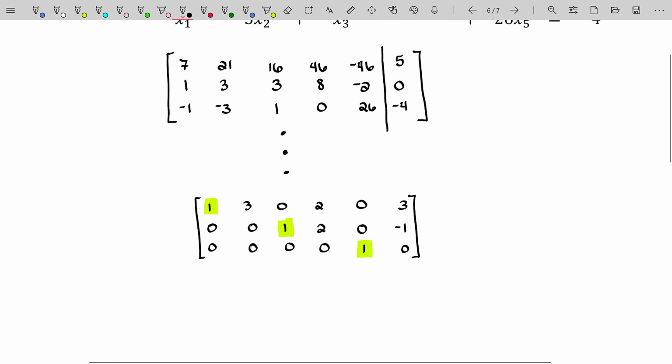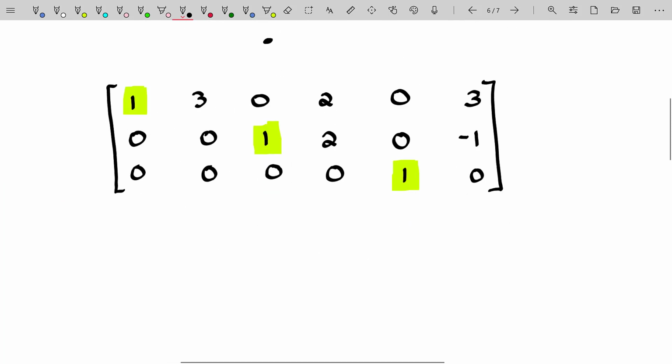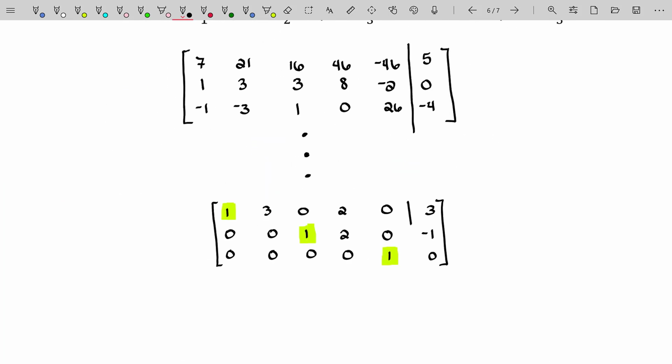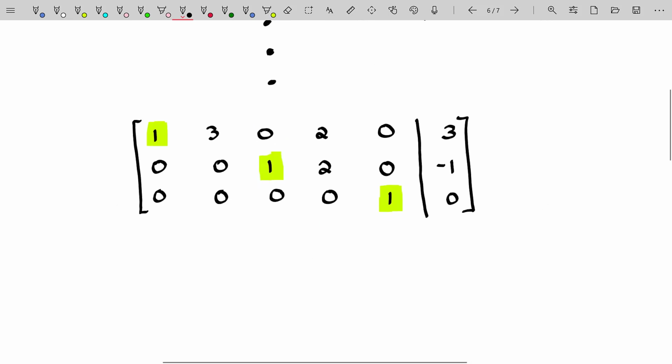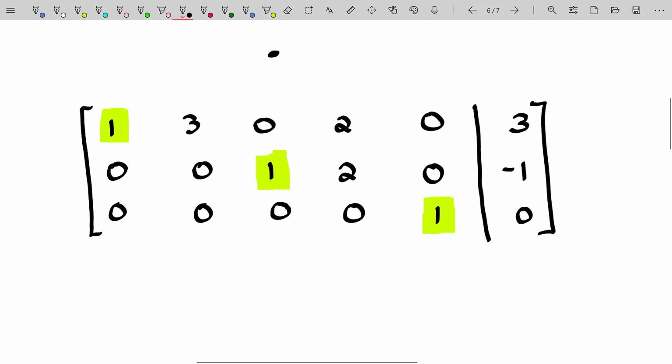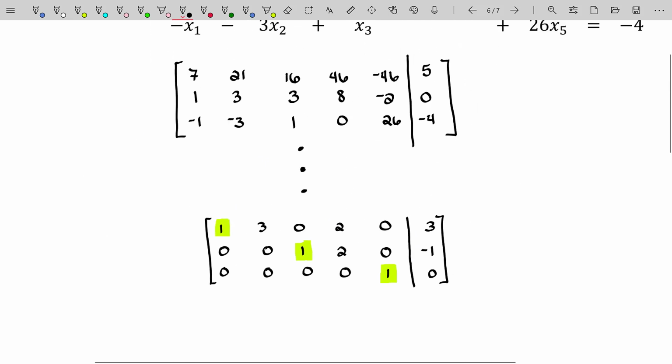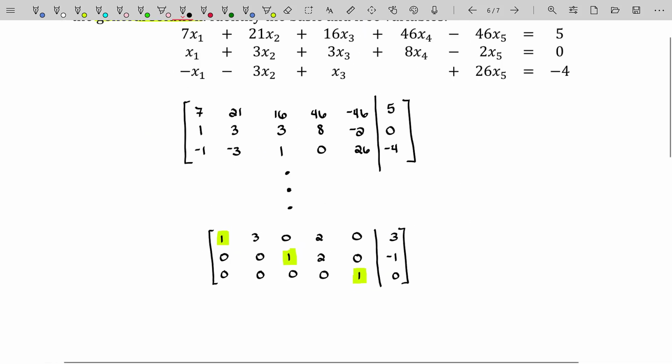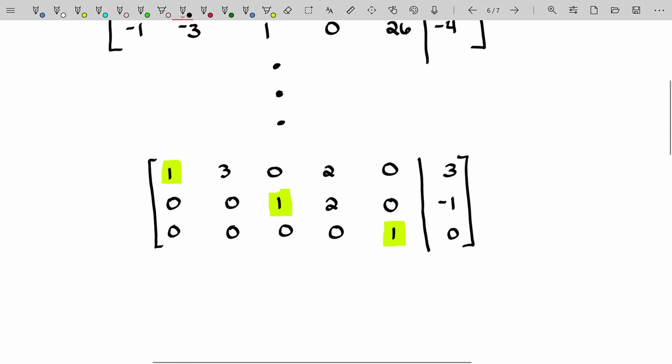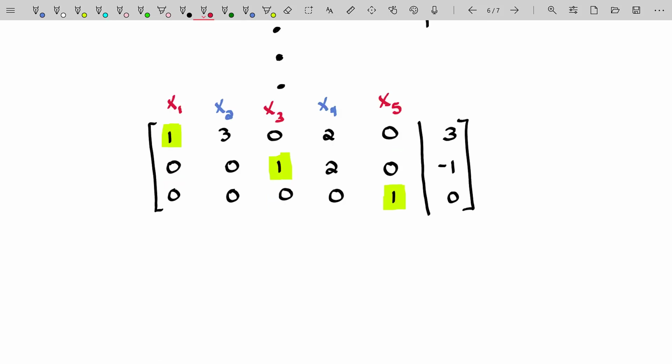So via the row reduction algorithm, we get down to this. We had our initial augmented matrix, and now we're down to this row equivalent matrix right here. Now remember, the variables in our original problem were x sub 1, x sub 2, and so on and so forth. So this first column is associated with x sub 1. The second column is associated with x sub 2. The third column is associated with x sub 3. The fourth, x sub 4. And the fifth, x sub 5.